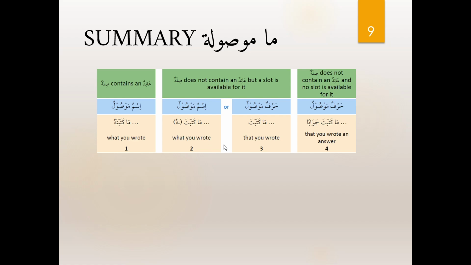Sometimes the sila doesn't have the a'id, but it's understood. Like in this case, we can just say ma katabta, "what you wrote". You don't have to say "what you wrote it". In English, it's redundant. In Arabic, you might have it, but in English, it's redundant. Ma katabta, in this case, when it's a harf, "that you wrote". We're looking at it as an action now, as opposed to a noun.